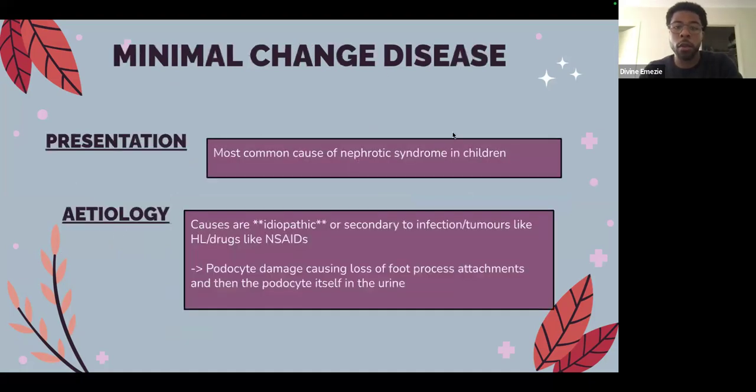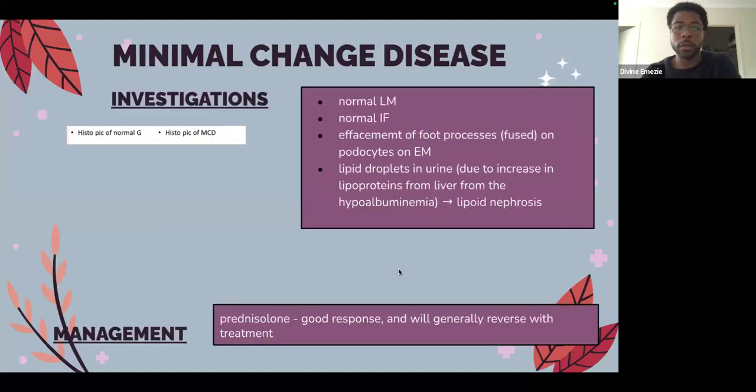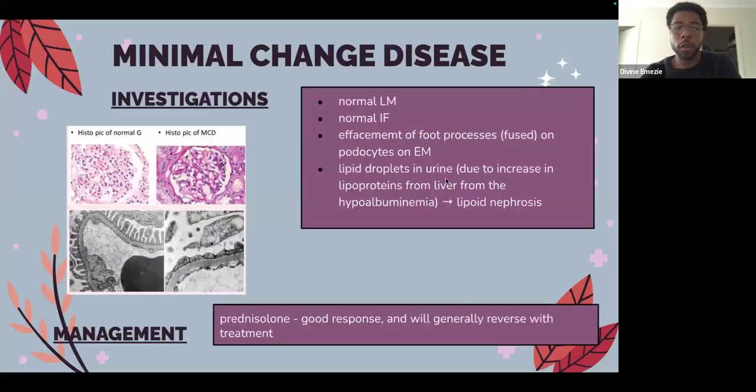Minimal change disease, you relate that with children, you relate that with idiopathic generally, and transient, and response to steroids. It's from podocyte damage, lose foot process attachments, and then you leak protein into the urine. Investigations, it's foot process effacement, and you treat it with prednisolone and has a good response.